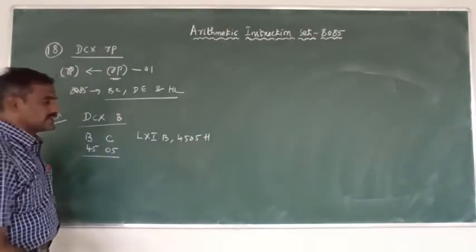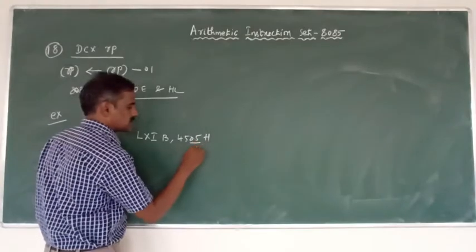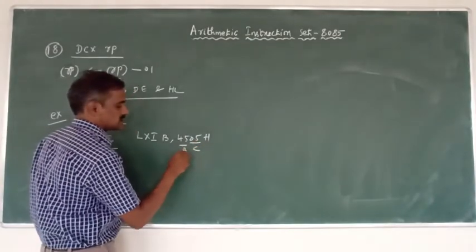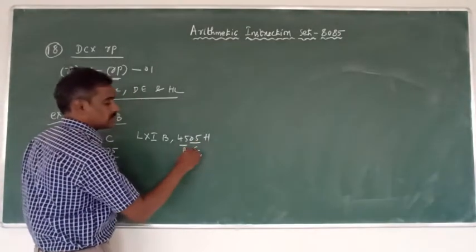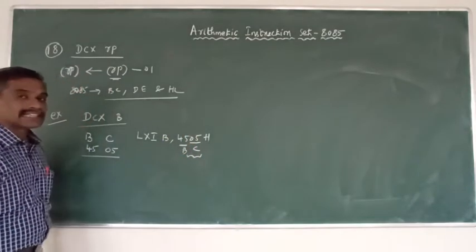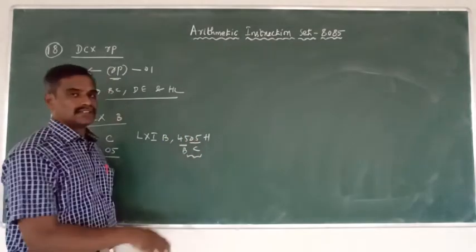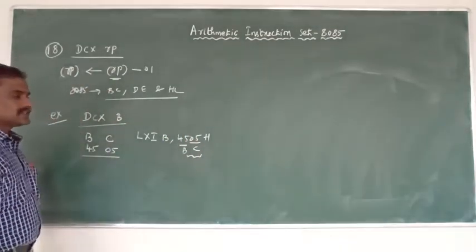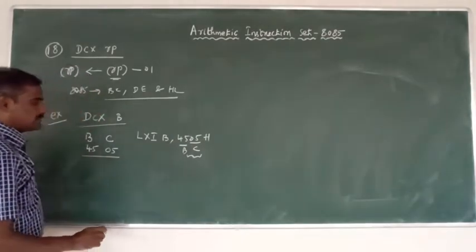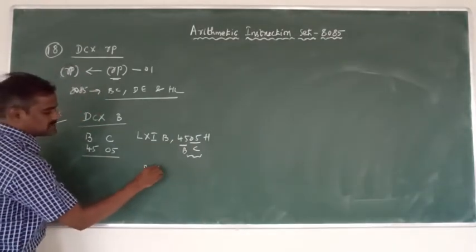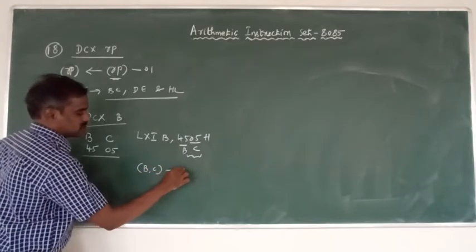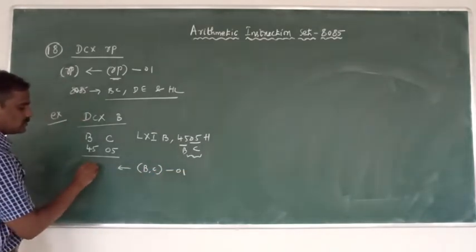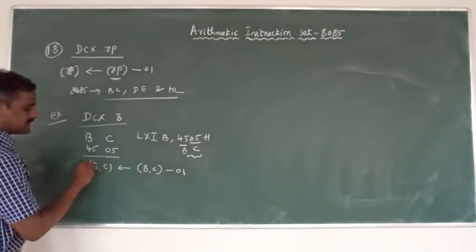4505H. Now to decrement, this is for C register and this is for B register. Now to decrement BC register pair content single times. This is for 16 bit. Register pair means 16 bit. Now B comma C minus 01. The result to move to the same register pair itself.